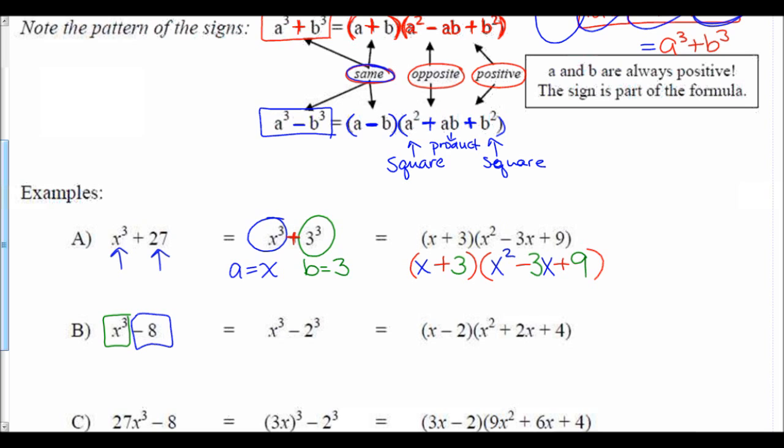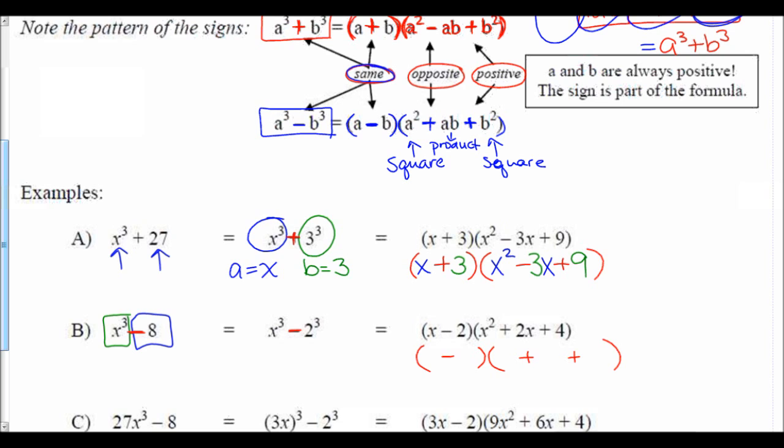Again, this minus is going to be part of the formula. So when I come over here to do my final factoring, I know my first sign is the same as the problem, so it's a minus. The second sign is the opposite of the problem, so it would be a plus. And the third sign is always positive, so I can jump right ahead and write those signs down.